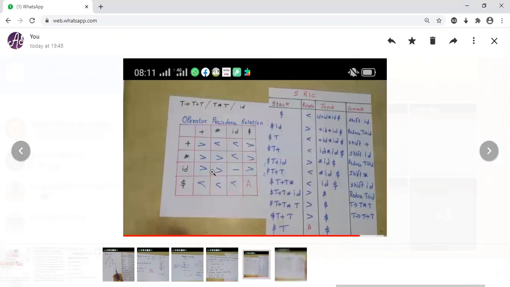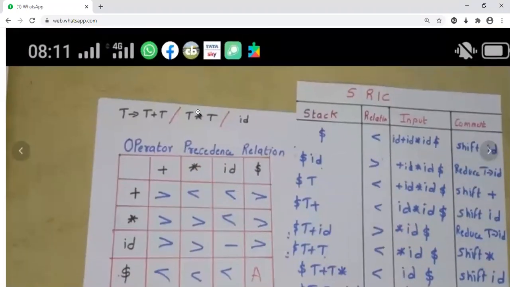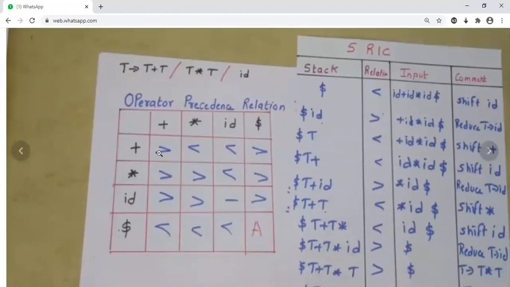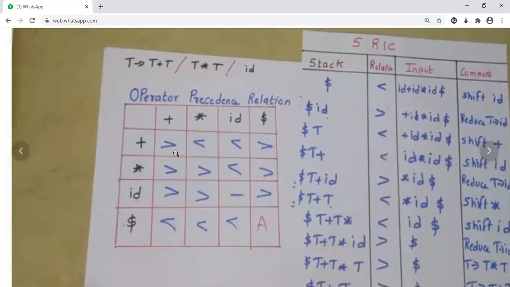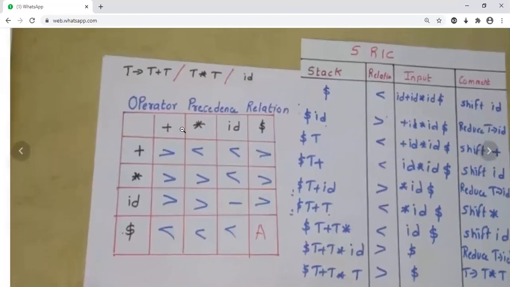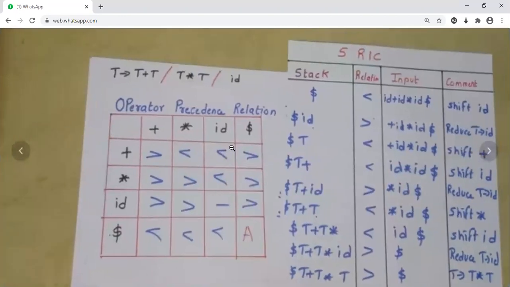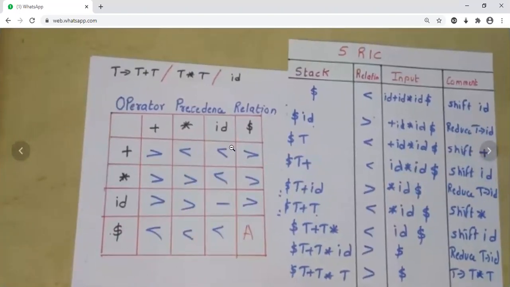Now we will see these examples. Here we have T derives T plus T, T star T, and id. Firstly, we complete this operator precedence relation. As we have plus, this is left associative, that's why we put this sign, and star has higher precedence than plus. And id, being a terminal, always has higher precedence than the operator.